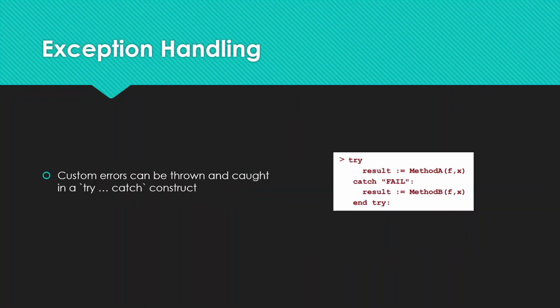Exception handling is familiar. Custom errors can be thrown and caught in a try-catch construct. In this example, if something bad happens during method A and the thrown error equals the string FAIL in all uppercase, because this language is case sensitive, method B is tried instead.